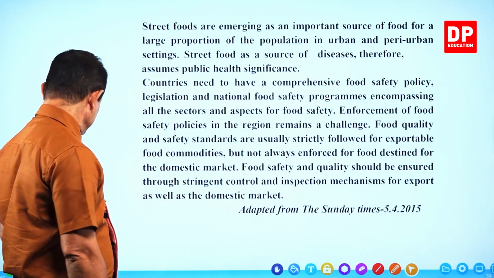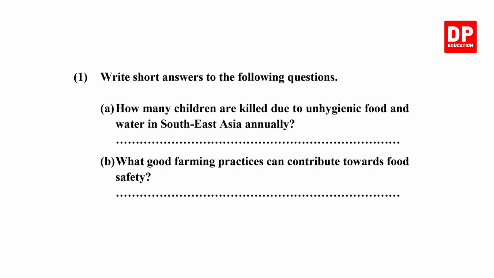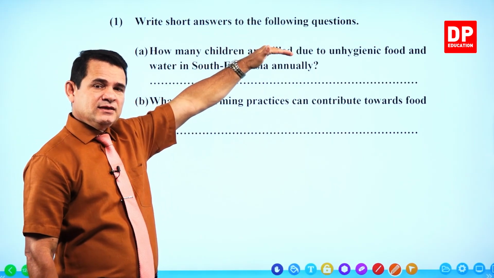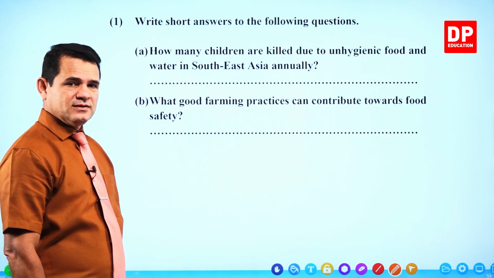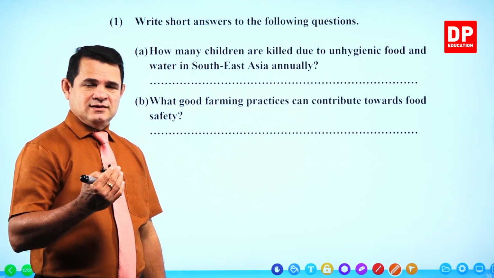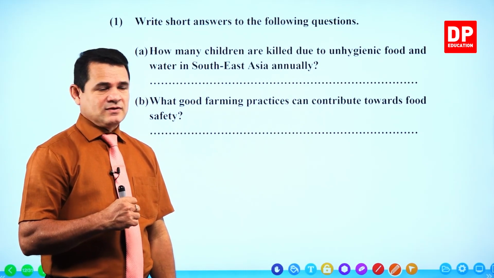Now let's see the questions. Right, this is the first question. Write short answers to the following questions. You have to write short answers. කෙටි පිළිතුරු ලියන්න කියන්නේ. Number 1. How many children are killed due to unhygienic food and water in Southeast Asia annually? Annually, වාර්ෂිකව Southeast Asia වලින් how many children are killed? ළමයි කී දෙනෙක් විතර මියනවාද මැරෙනවාද? Because of this food and water, ආහාර සහ ජලය, අපවිත්‍ර ආහාර ජලය පාවිච්චි කිරීමෙන් how many are killed?